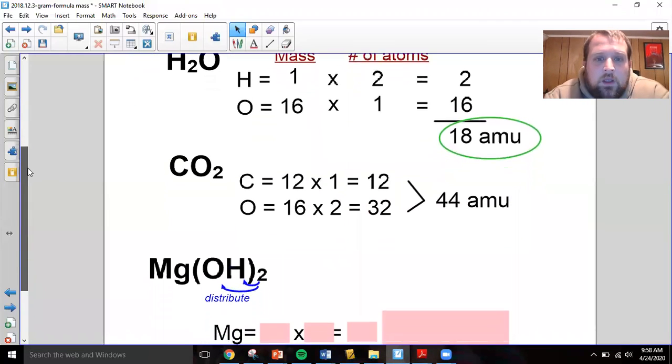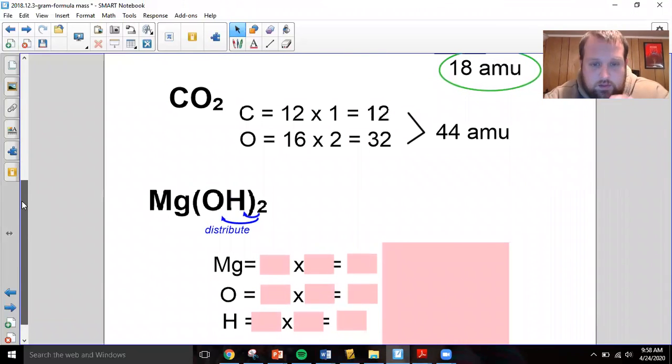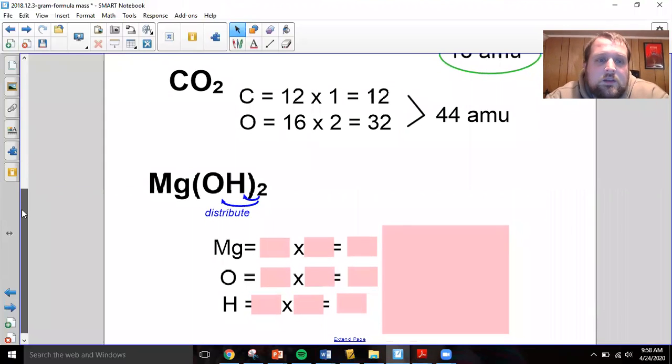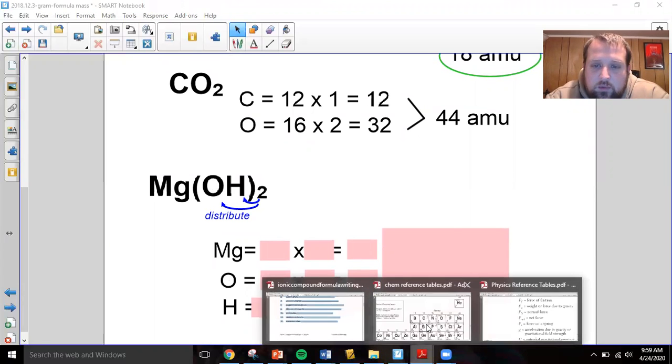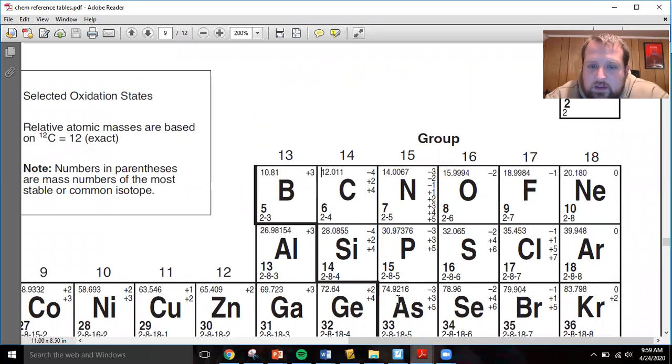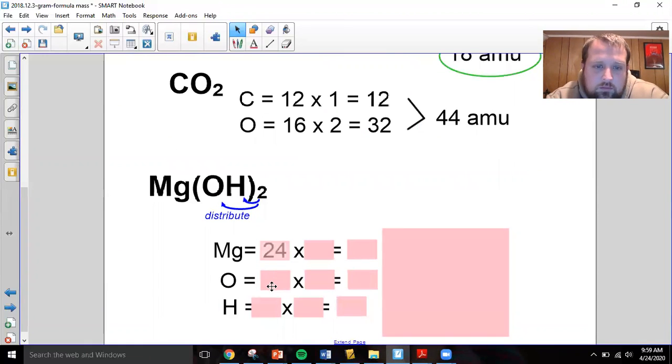Last example. What if we have parentheses? The beginning of the process is the same as always. First, you look up what are my masses of, in this case, my three main elements, Mg, O, and H. So I look at my table. O has a mass of 16. Mg has a mass of 24. And H has a mass of 1. So I write that down.